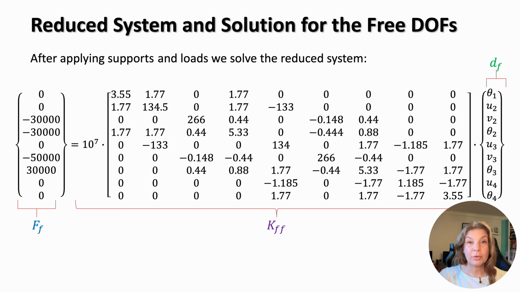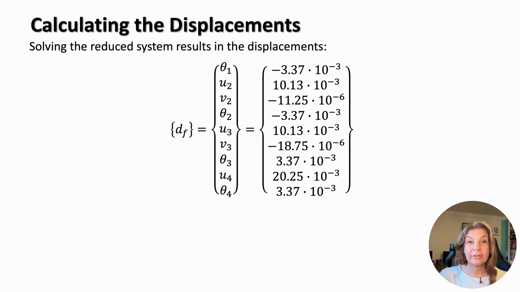After applying supports and loads, we arrive at the reduced stiffness system KFF times DF equals FF. This only contains the 9 free degrees of freedom. Solving this system gives us the displacements and rotations of the unconstrained nodes. Solving the reduced equation yields the free displacement vector dF. These values represent the movements and rotations of each unconstrained node under the applied loads. As expected for a stiff steel frame, the magnitudes are small but define the overall deformation behavior precisely.